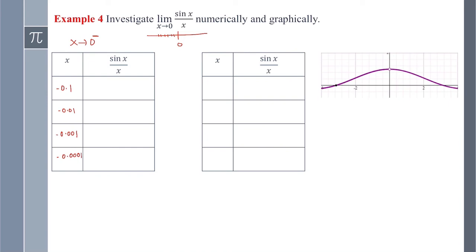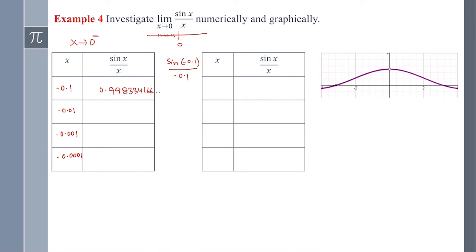Okay, so when you're putting this into the calculator, make sure that your calculator is in radian mode. If it's in degree, make sure that you switch that to radian mode. Okay, so now if you put this into your calculator, you just have to do sine of negative 0.1 divided by negative 0.1. So this is what we are going to get: 0.998334166, and there are more numbers after that.